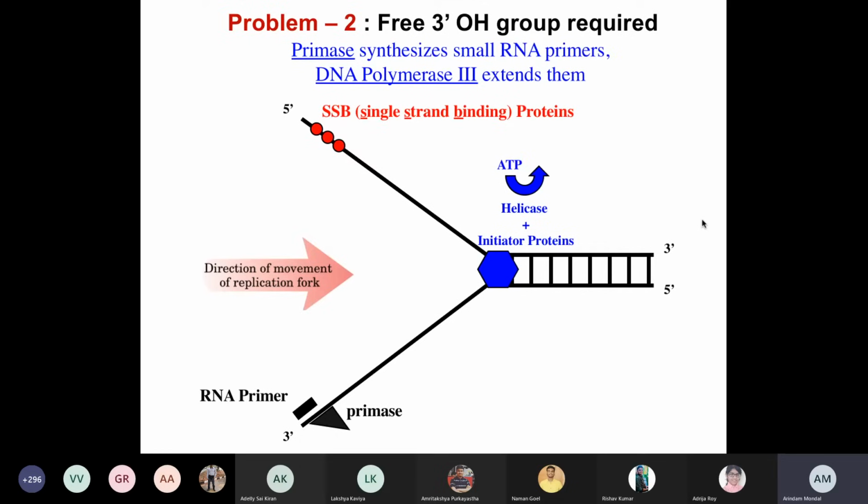It can read the DNA template and synthesize an RNA primer. Okay, a small RNA, because DNA polymerase always needs an existing primer, which will provide the free 3' OH. But the RNA polymerase doesn't need a primer. It can synthesize the RNA without a primer, so it can initiate the reaction de novo.